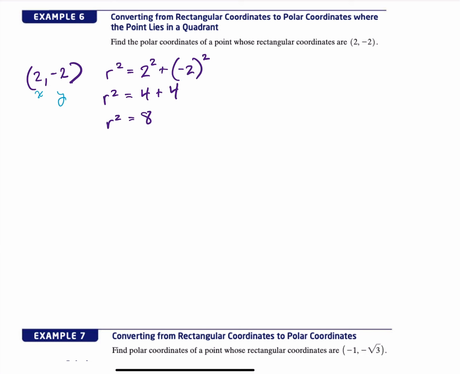So we would take the square root of both sides. The square root of 8 simplifies to 2 root 2, because we have the square root of 8, which we can describe as the square root of 4 times 2. The square root of 4 is 2, so that comes out front as a 2, and we still have 2 left over. So just to show where that one's coming from. So we have our r value.